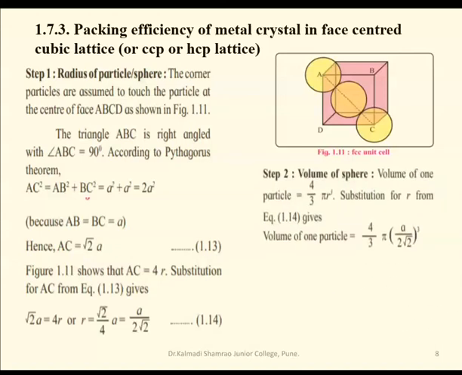Step 2 is to calculate the volume of the sphere. Volume of one particle is given as 4 by 3 pi r cube. Then substitution for r from equation 1.14 will give us volume of one particle is equal to 4 by 3 pi multiplied by a upon 2 root 2 whole cube. Solving the ratio you get 4 by 3 pi a cube into 1 upon 2 root 2 whole cube. That is equal to volume of one particle is pi a cube divided by 12 root 2.